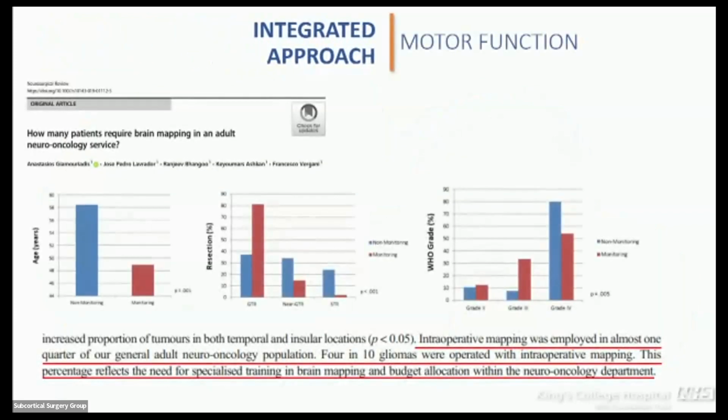Motor function. This is a paper that I like to call a historical paper from our department. It's back in 2017, where we noticed that 25% of our patients presented to the neuro-oncology service, and 40% of the patients operated for any kind of glioma, will have some sort of intraoperative neuromonitoring. These numbers are not accurate anymore. Nowadays, we're looking at numbers over 75, 80%. So it's pretty much a standard practice for us.